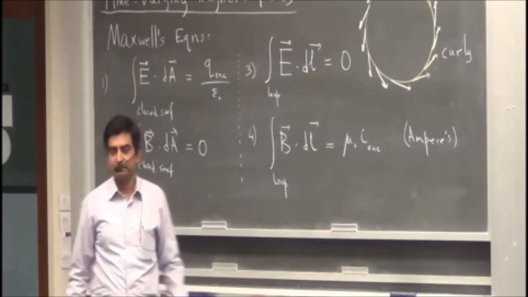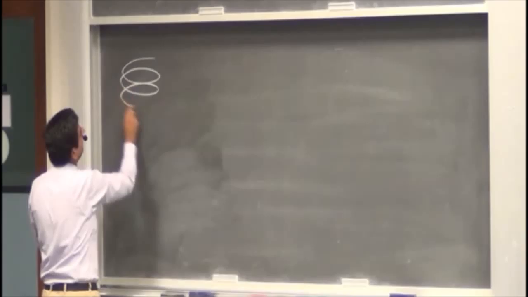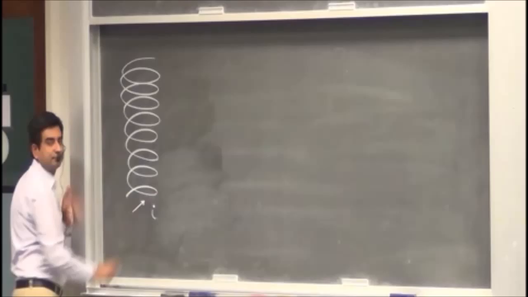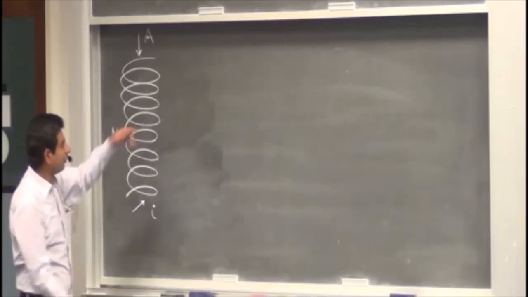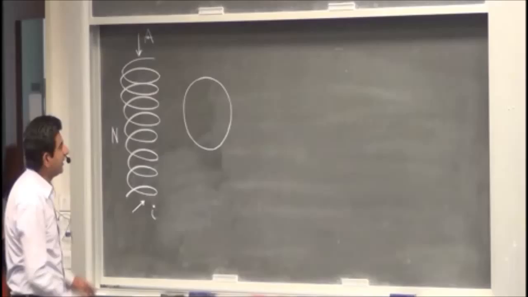Now, in order to motivate time-varying magnetic fields, let me come up with the example of a solenoid. Suppose I have an infinitely long solenoid and some current I flows through the solenoid. If I look at the solenoid from the top, I have capital N turns of the solenoid. I just see a coil, and there are many other coils stacked beneath it, and the current is flowing in a certain direction. Suppose this is the direction of the current, I.